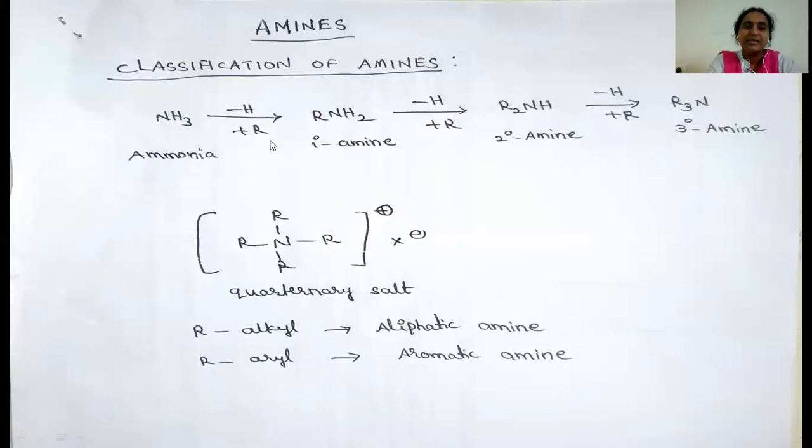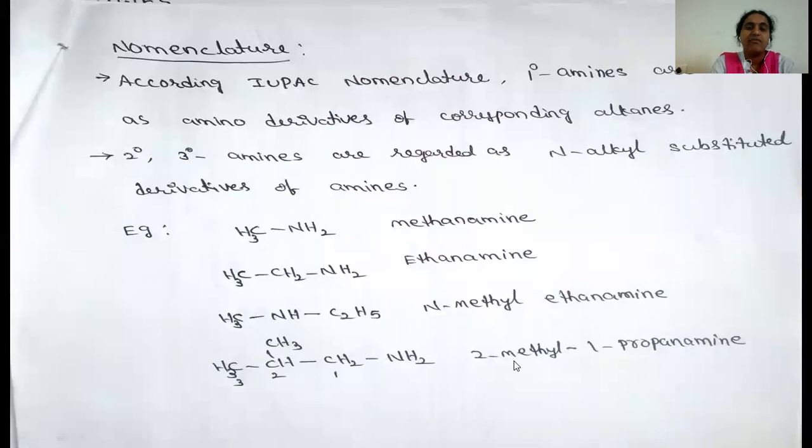So total amines are 4 types: primary amine, secondary amine, tertiary amine, and another one is quaternary amine. So here if the R groups are alkyl groups, then these amines are called aliphatic amines. If the R groups are aryl groups, then these amines are called aromatic amines. So this is the classification of amines.